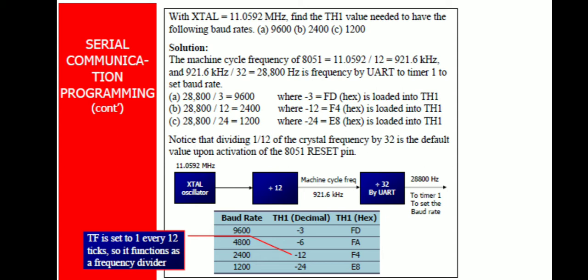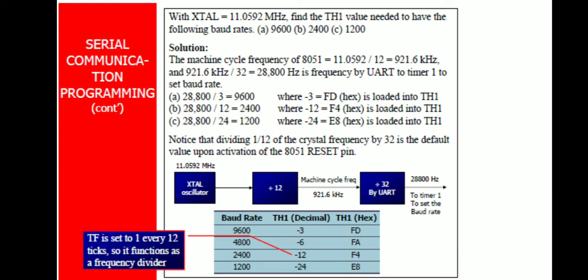Then we divide the machine cycle frequency 921.6 kilohertz by 32, and we get 28,800 hertz, the frequency used by the UART from timer 1 to set the baud rate. If we divide 28,800 by 3, we get 9,600, where minus 3 is FD in hex.